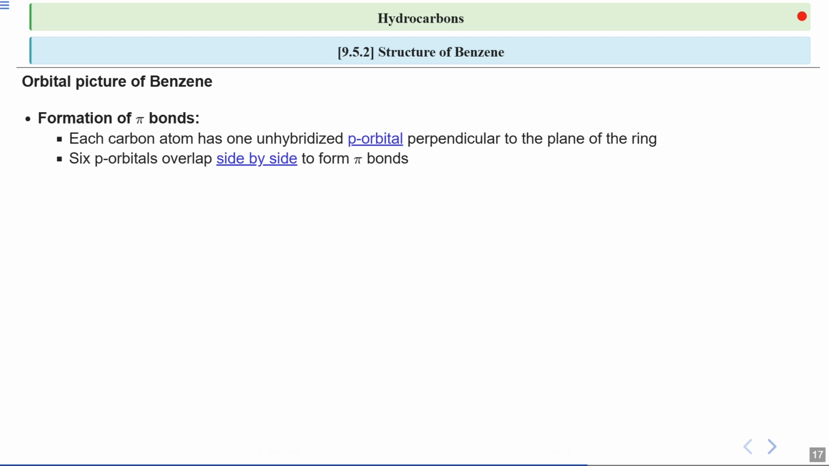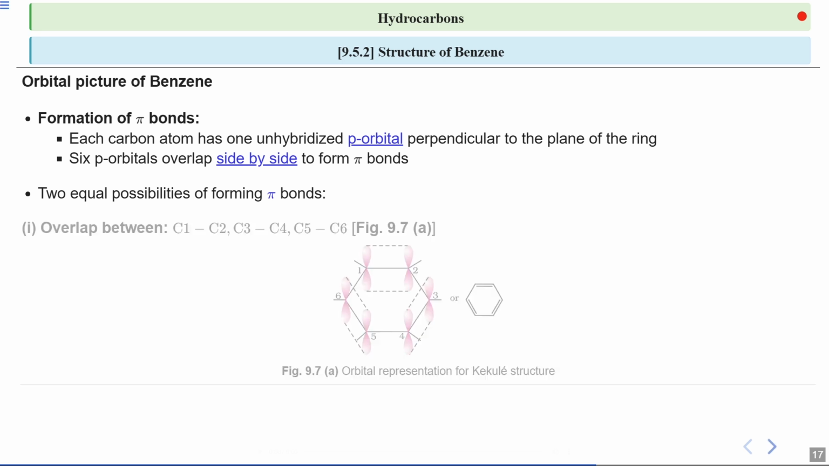This overlap creates a continuous ring of electron density above and below the plane, which is what gives benzene its extra stability. Now, there are two possibilities of forming pi bonds. The first is that C1 and C2, then C3 and C4, then C5 and C6 can all pair up to do the sidewise overlap, and this is visualized with the diagram that is given here.